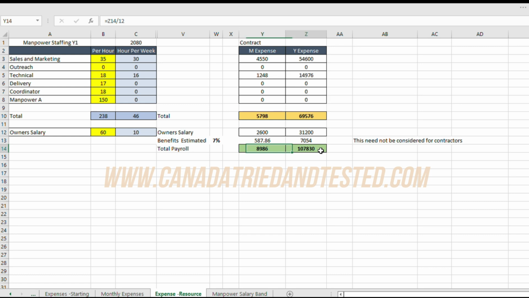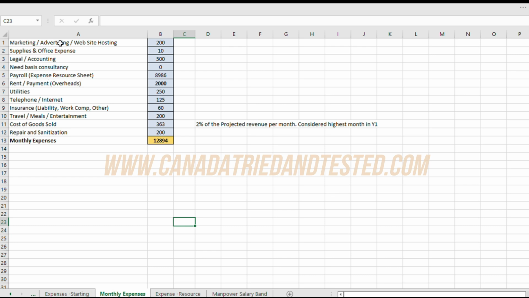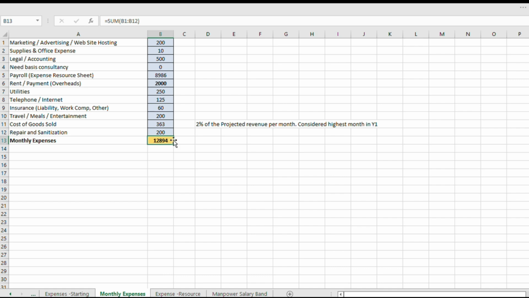And this shows yearly expense. This is on the manpower. Now coming to the monthly expense. Okay, now there are things like marketing, supplies, legal, accounting, if you are consulting or taking mentorship and you're paying money, payroll, rent. So this entire thing again has an expense, and those expenses have been manually entered. Okay, so once the entries are made, you get to see the monthly expense. So this is going to be your monthly expenses.